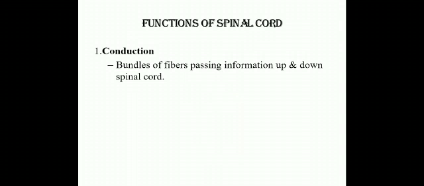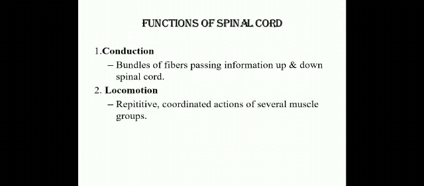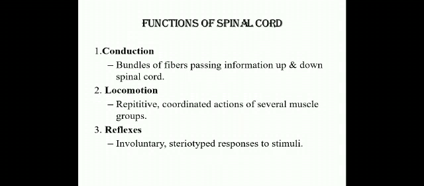The functions of the spinal cord. First is conduction: the bundles of fibers passing information up and down the spinal cord, from the brain and again towards the brain. Then locomotion, the repetitive coordinated actions of several muscle groups, and the reflexes. Reflexes involve involuntary stereotyped responses to stimuli and involve the brain, spinal cord and the peripheral nerves.